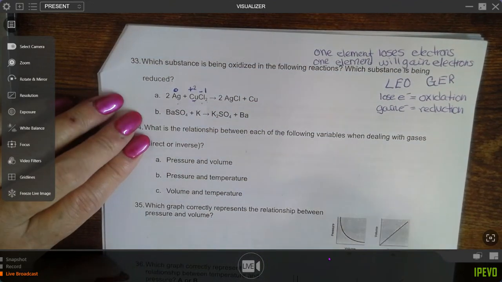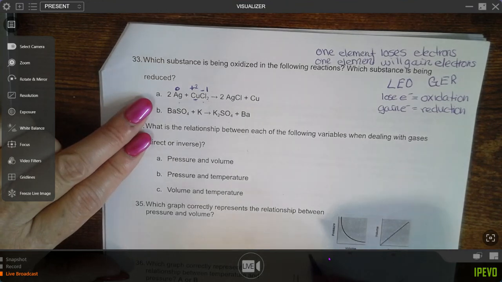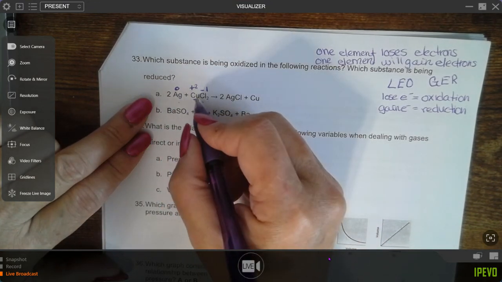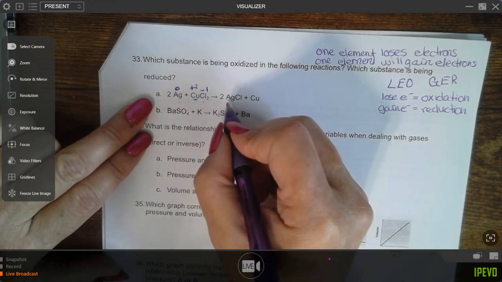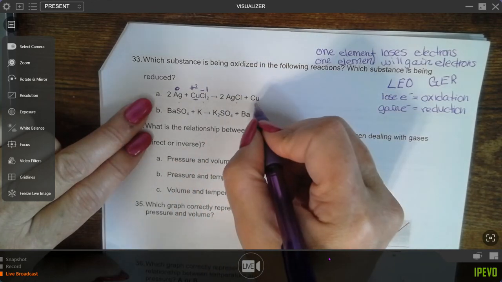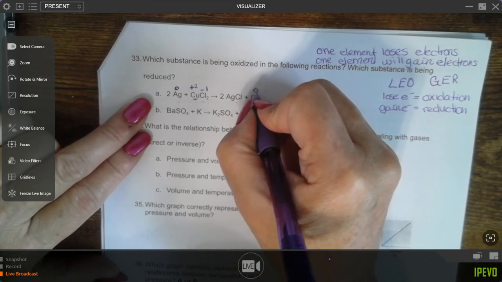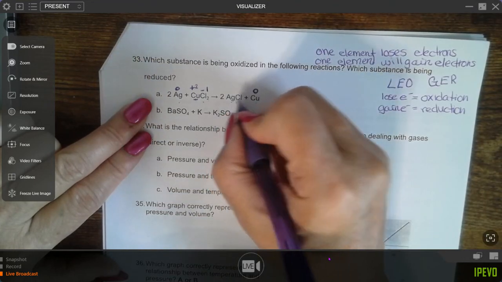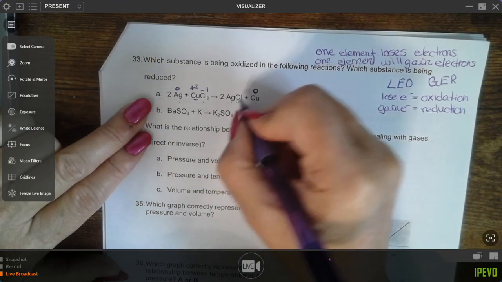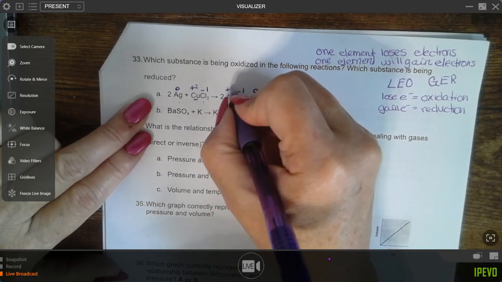Okay, so when this single replacement reaction takes place, here's what happens. Remember, silver is going to bump copper out, and we're going to end up with silver chloride and copper by itself. So copper becomes an element with a 0 charge, and silver is now connected to chlorine. Chlorine still has a -1 charge. Silver now has a +1 charge.